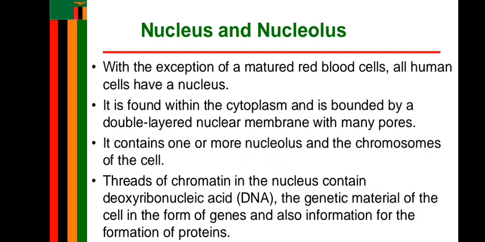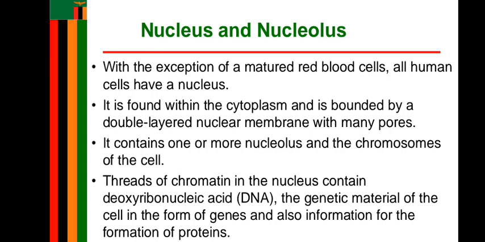Now, let's look at the nucleus, with the exception of the matured red blood cells. When red blood cells are just forming, they are produced by the process known as erythropoiesis, which is the process by which red blood cells are produced. The hormone that stimulates red blood cell production is erythropoietin, produced by the kidney. Erythropoietin triggers erythropoiesis, the formation of erythrocytes, which are the red blood cells.